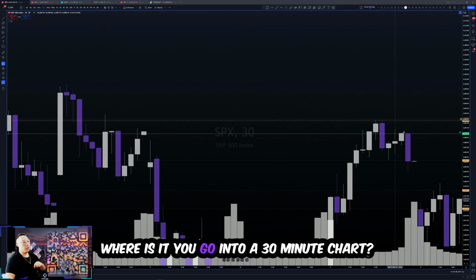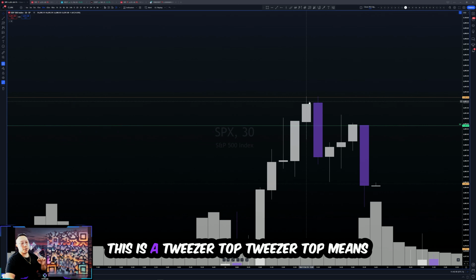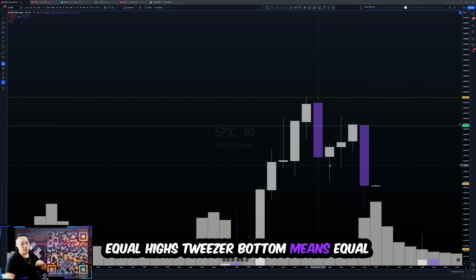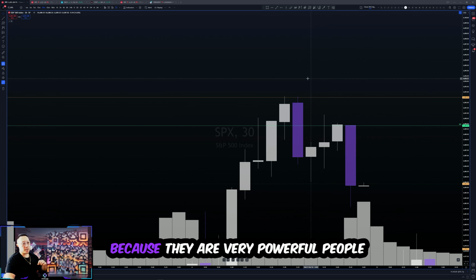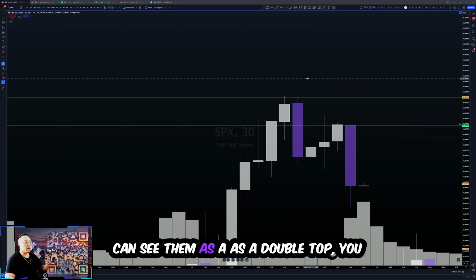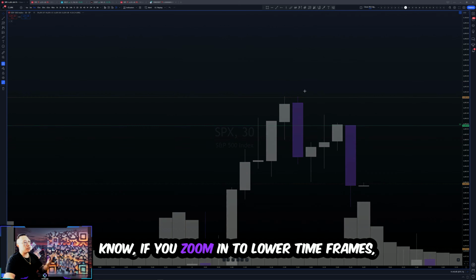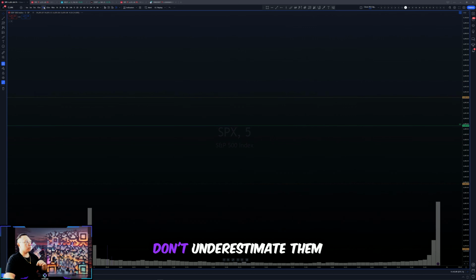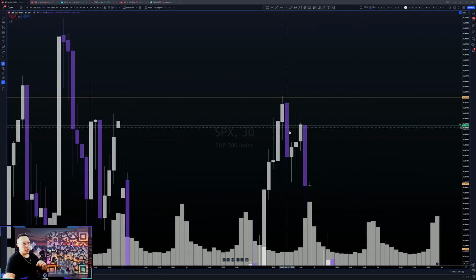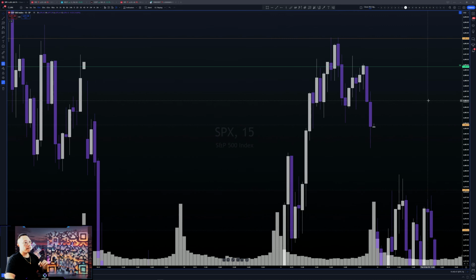You go into a 30-minute chart. This is a tweezer top. Tweezer top means equal highs. Tweezer bottom means equal lows. Okay? Tweezers are one of my favorite candle structures to play for reversals because they are very powerful. People can see them as a double top, you know, if you zoom into lower time frames, but tweezers are extremely powerful. Don't underestimate them. And look at the move that it provided into the close. Well, within that first hour or so. Okay?